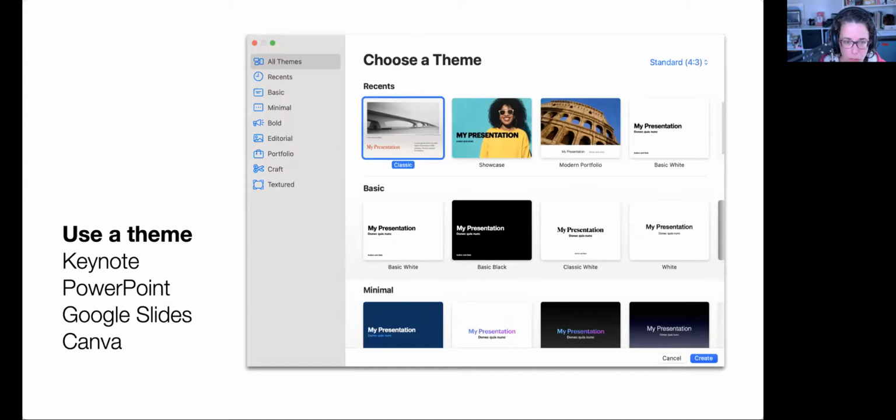Keynote in particular has really clean, simple themes that I think make it easy for your stuff to look good. PowerPoint, I think, gets a little more questionable, although I don't have the most recent version of PowerPoint, so it's possible they've improved their templates since I last looked. But I find the PowerPoint templates, unsurprisingly, to be more corporate, maybe a little less modern or contemporary. So just be aware of that.